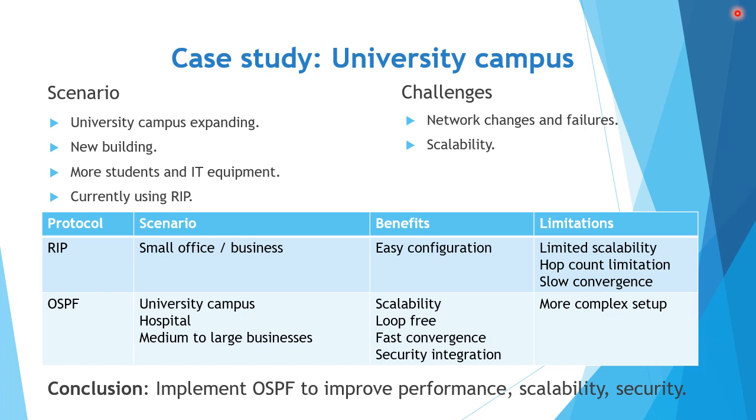The challenges here for the university are to avoid routing loops and slow convergence, and scalability, because more users equals more devices, and they need to plan for future expansion too. RIP has limited scalability due to its hop count limitation, and this would become even more problematic with a larger network because it focuses solely on hop counts, not bandwidth or congestion. It doesn't take these into account at all.